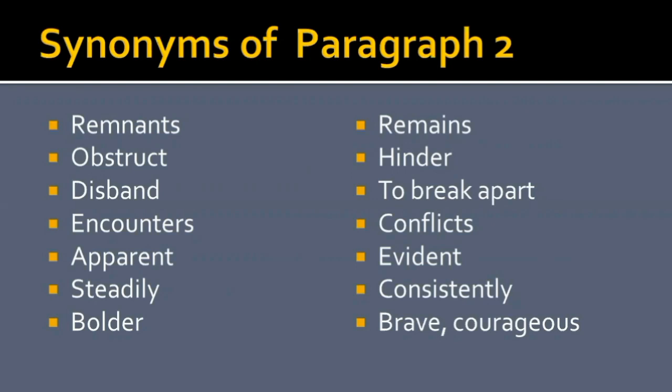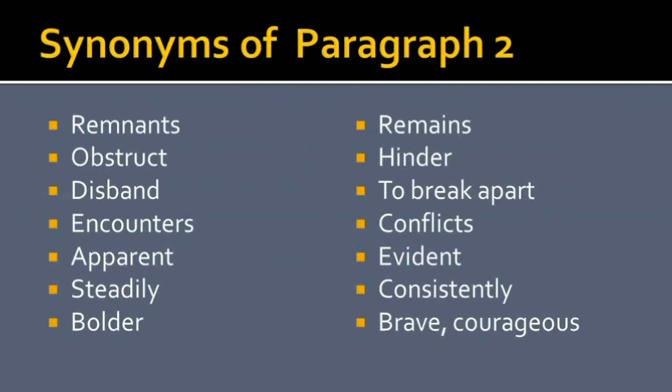At this time, far away in eastern Anatolia, one Kazim Karabekir, with some undefeated remnants of the Ottoman army, remnants means remains, remaining part, began to obstruct. Obstruct means hinder the Allied control officers, refusing to disband his men. Disband means to break apart, to disorganize.